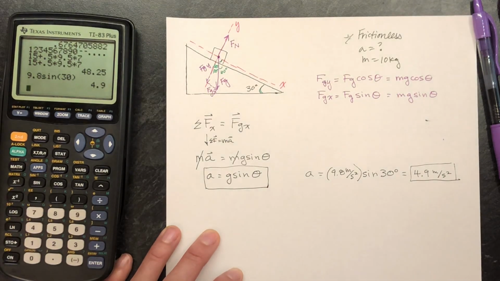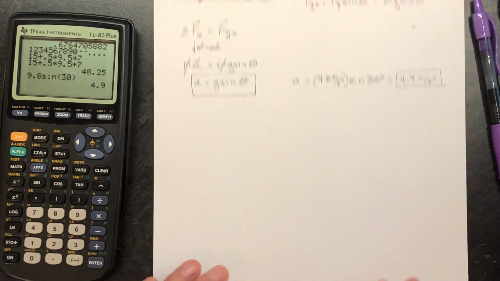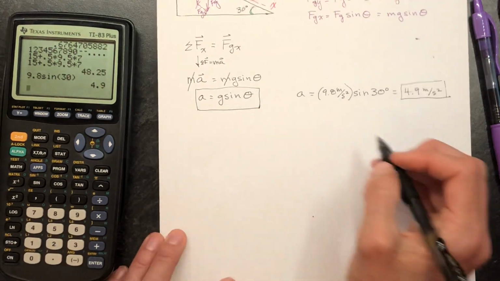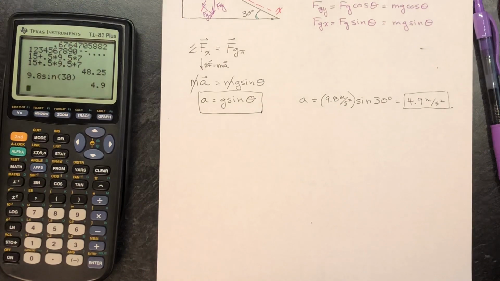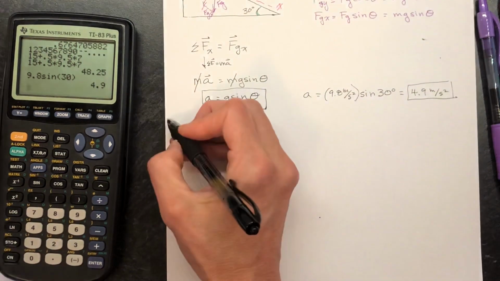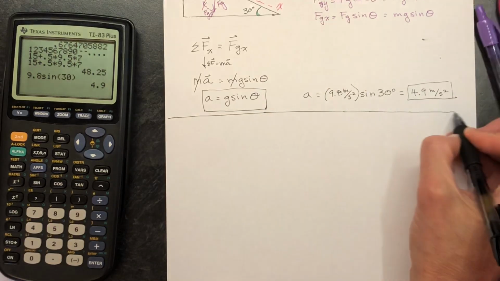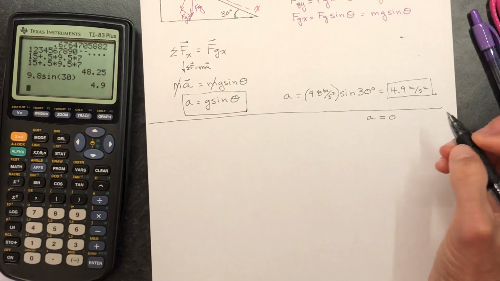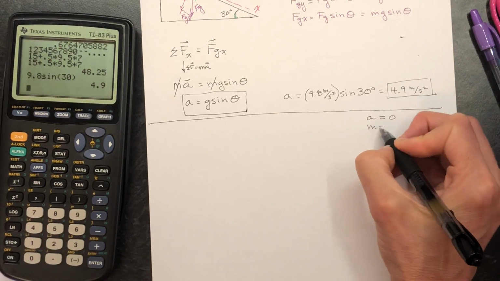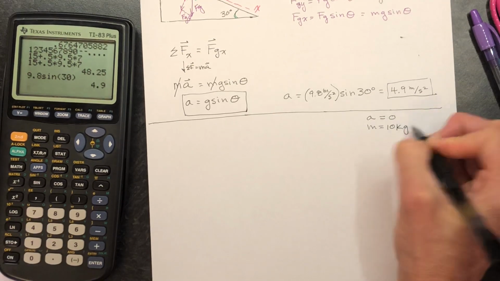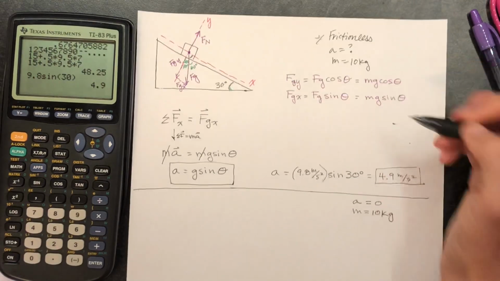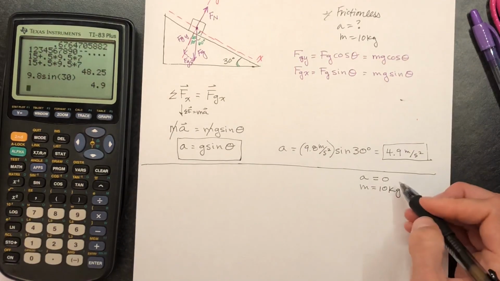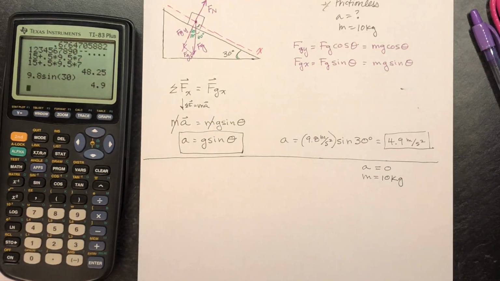So there we go, 4.9 meters per second squared. All right, next question. Now let's try to do the same situation, but this time we're going to say that the acceleration is 0. We'll say the mass is still 10, although in this part it didn't matter, right? So it didn't matter up here. But now the mass is 10, acceleration is 0, so that means that our forces are balanced.